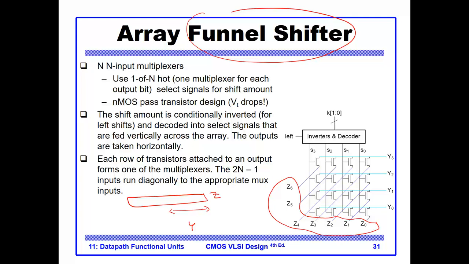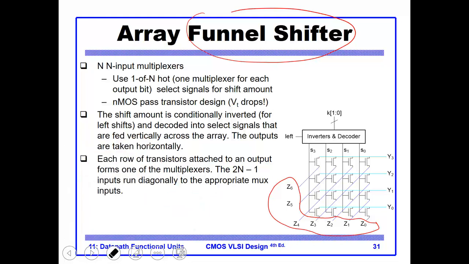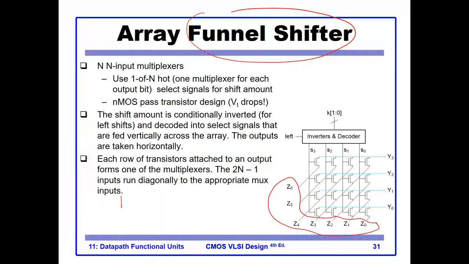So again, let's see if I'm good at this. Let's see if I do an eraser here. So basically, if we have this, this is the intermediate layer, which is right here. And this is bit 0 of the Z, bit 1, 2, 3, 4, 5, and 6. And then this is the Y, the very first bit of the Y. So this is Y0. So Y0 will choose either bit 0, bit 1, bit 2.